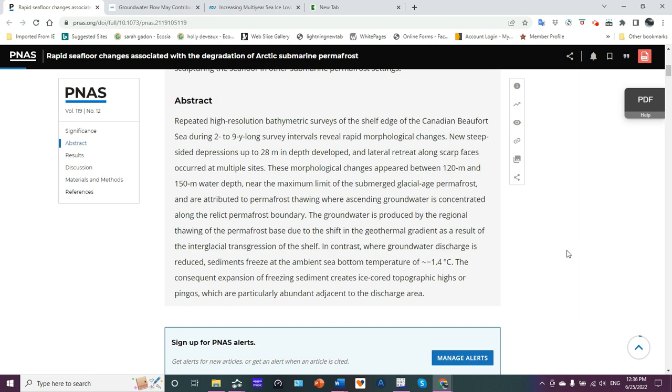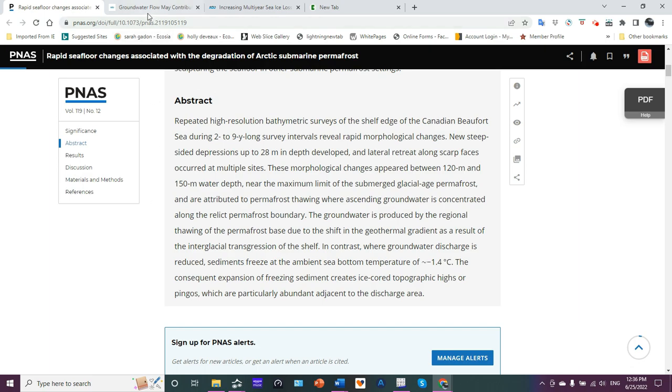Pingo is a well known feature of the Arctic landscape. And basically, you can be traveling along and see, oh, it looks like a mound or a bit of a dome. And that's basically elevated ground, but it's filled with ice in the middle. So when the ice starts to melt, it then collapses. So then you get a depression in the ground. And we're seeing this more and more in the Arctic. And now it looks like on the seafloor.